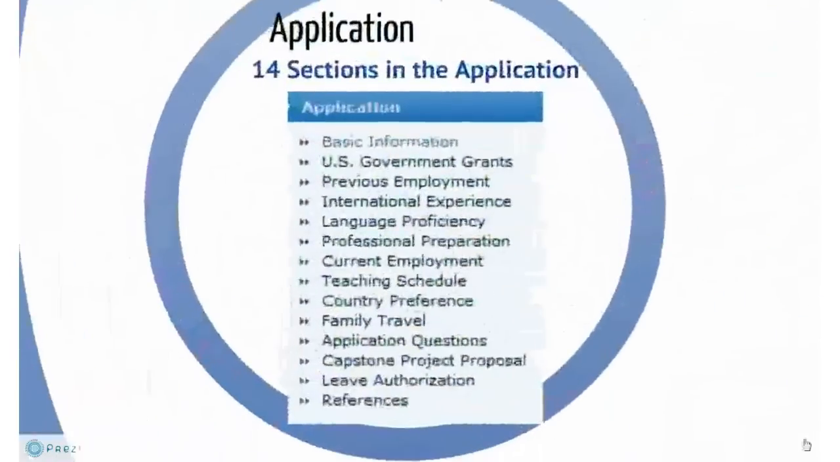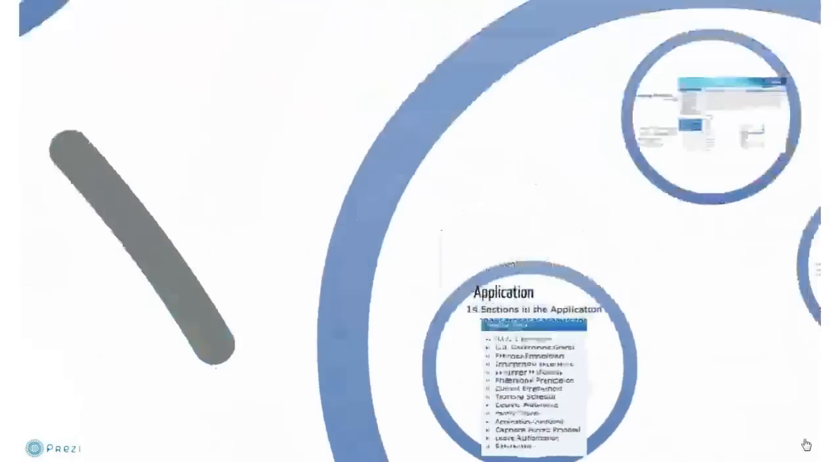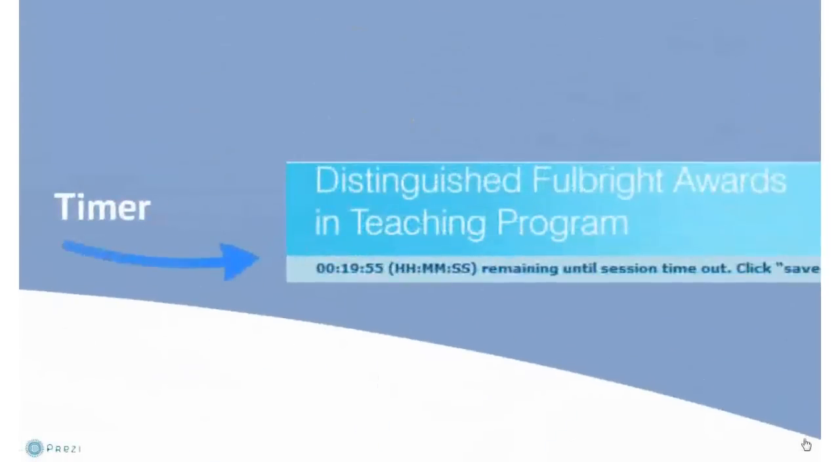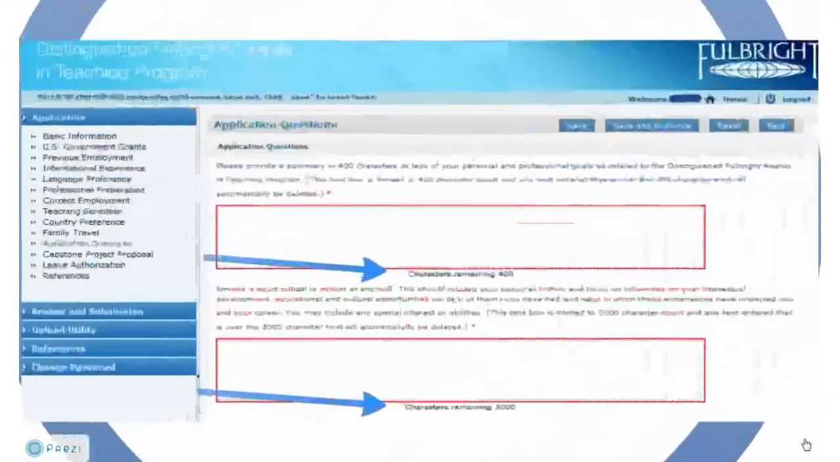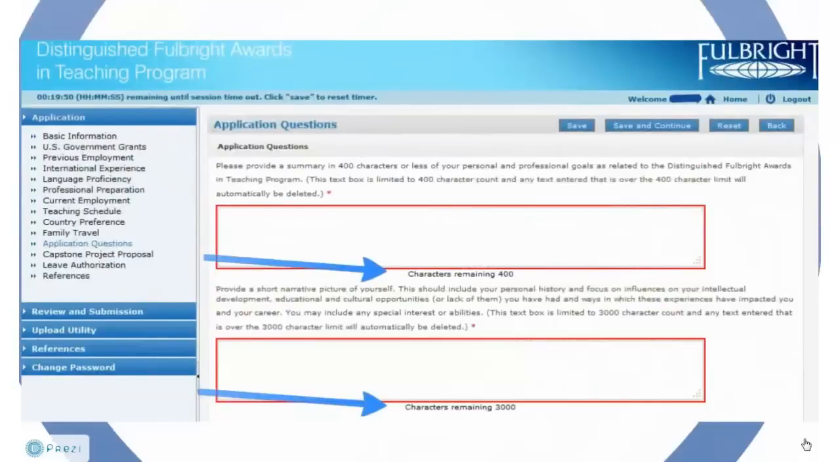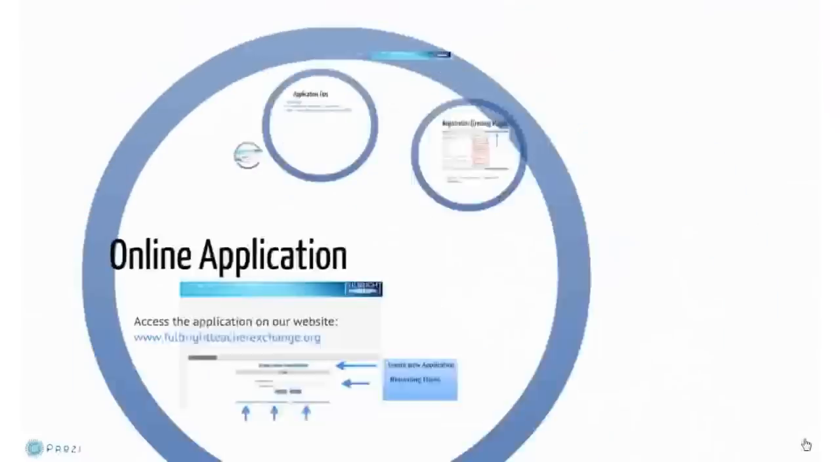After registration, the applicant will be taken to the first part of the application. There are 14 sections total. Once you begin the online application, click the Save button often. There is a timer in the top left corner of the application, and applicants will be logged out after 20 minutes of inactivity. Long answer questions will be limited based on character count. Applicants can find the character count at the bottom of each long answer box. We recommend that teachers prepare their answers in a word processing system such as Microsoft Word first, then copy and paste the text into the text box on the online application.